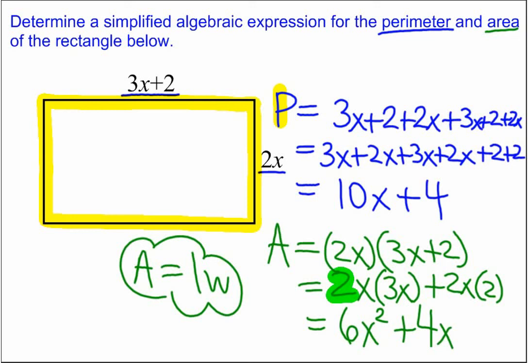Now very quickly, if you're wondering why do we even do this? Well, if now you were told x is equal to 2, it would be much easier at this point with these simplified expressions to plug in your value for x and evaluate. It would be much harder to plug it into the unsimplified expressions. So that's why we simplify expressions, so that when we are finally given the value for the variable, we can plug it in and evaluate much easier.